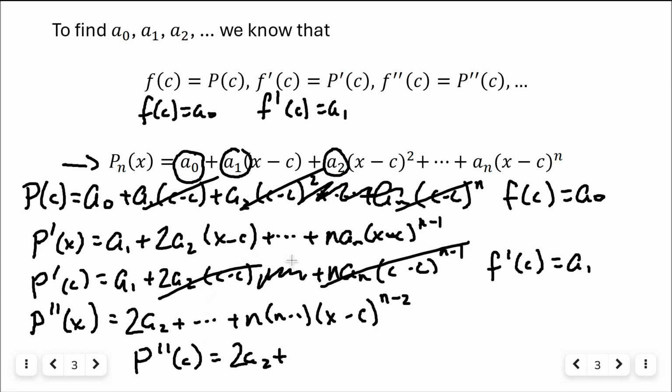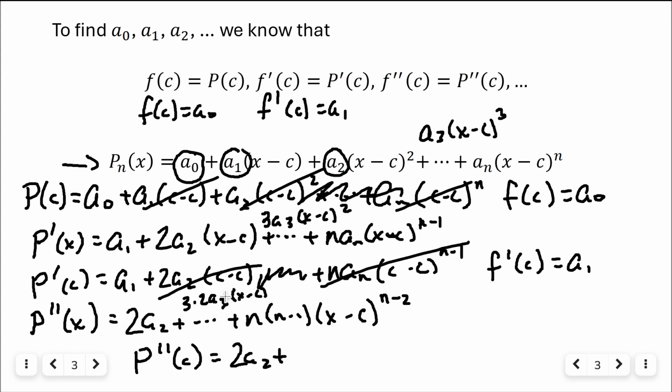If we were to look at it, let's say we had a3 times (x minus c) cubed. Let's add a term there so that you can see it. The first derivative would be 3a3 times (x minus c) squared. The second derivative would be 3 times 2 a3 times (x minus c).